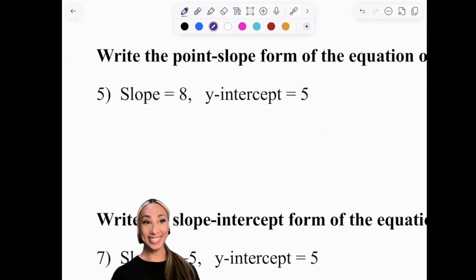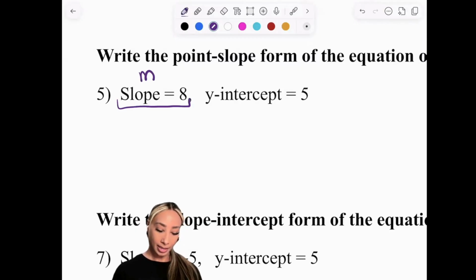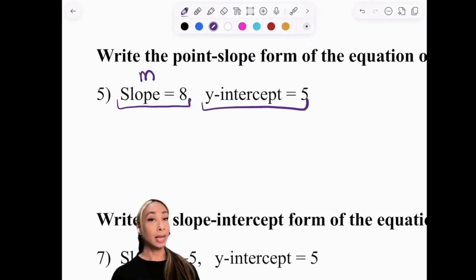All right, so let's look at this example. With this one, it looks a little tricky because it almost feels like they didn't give us the whole point, right? All they're saying is slope is 8, so that's going to be m, and then they gave us the y-intercept. Now, as I said earlier in the video, the y-intercept is where the line crosses the y-axis, right? And our y-axis is standing up nice and tall. So we need to think about what that means.